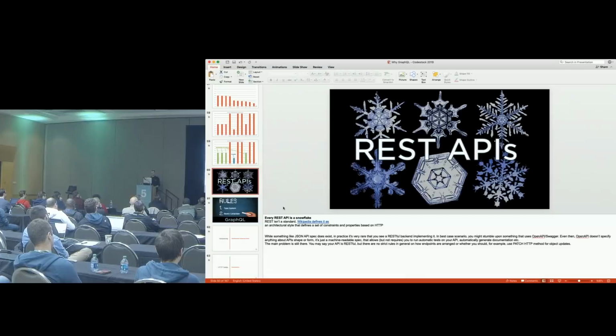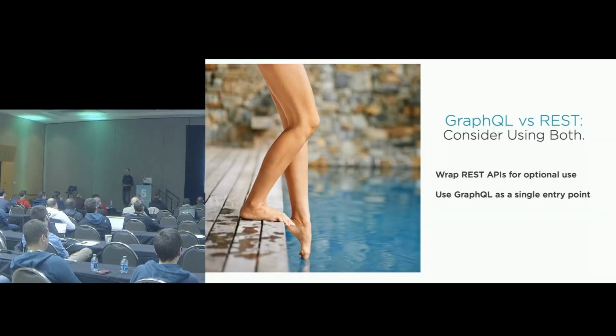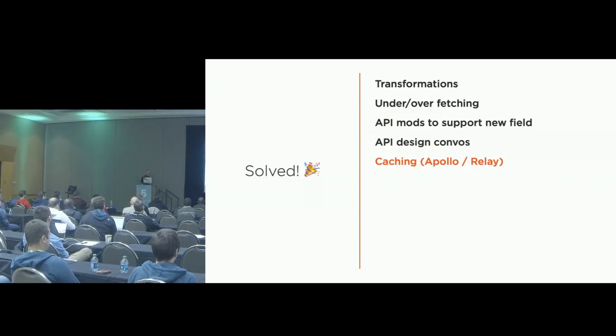Okay, so let me scroll to the end. So my suggestion is this. Use both. Wrap your REST APIs for optional use. And people could continue to call the REST APIs directly, but what you'll probably find is once people see how nice it is to call the GraphQL endpoints and the power that gives them, then you get it. So the good thing is you can stand up that GraphQL API and make it optional for people. See if they will show up and they will enjoy what's there. Because all of this gets solved. That's a lot of good stuff.